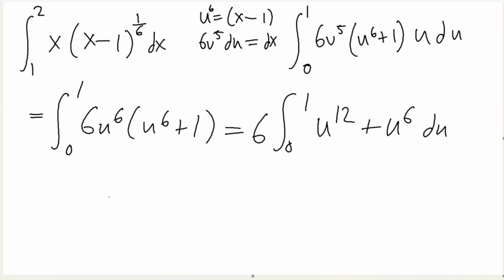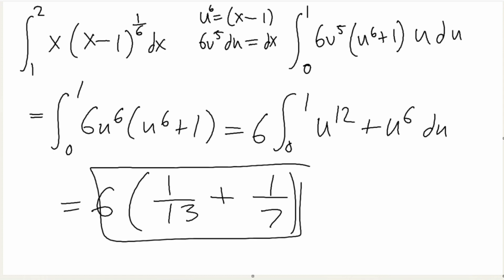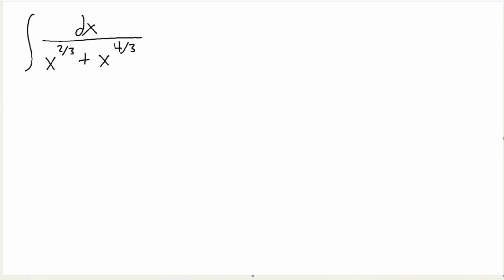With the power rule, this is going to equal like 6 times 1 over 13 plus 1 over 7, something like that. I would just leave my answer like this. Fractional exponents.